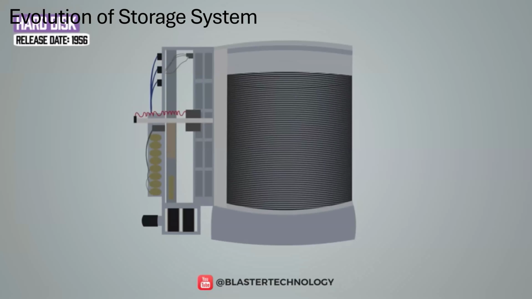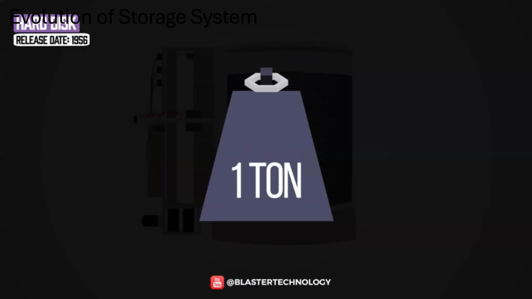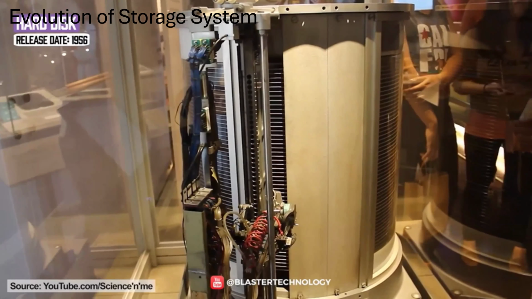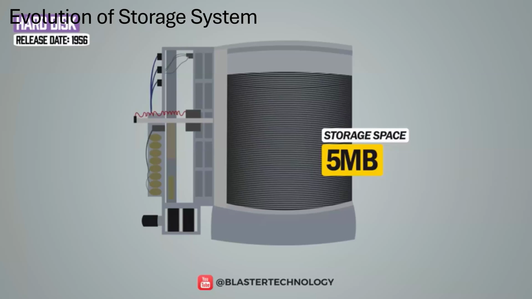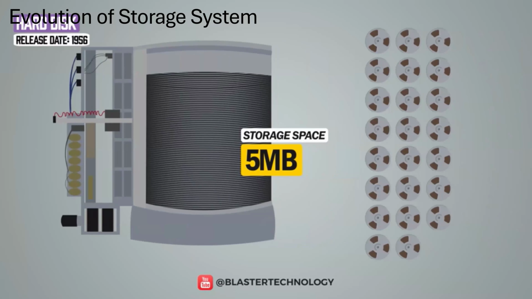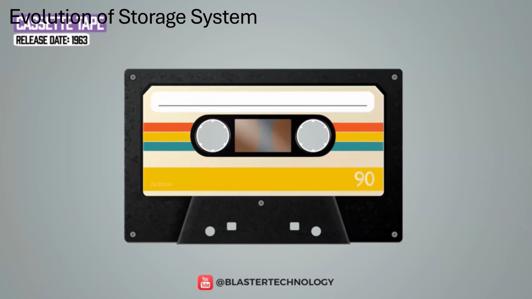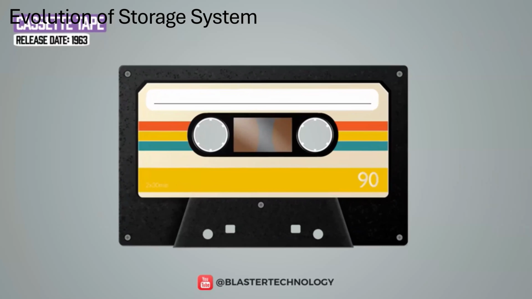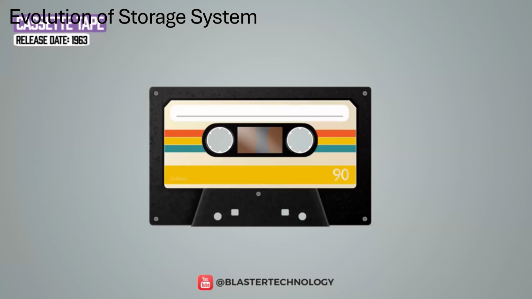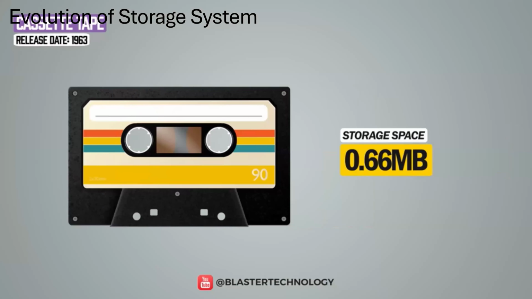In 1956, IBM invented the world's first hard drive and weighed about a ton. It had 50 24-inch disks, a rotation speed of 12,000 RPM, and could store up to 5 megabytes of data. Specifically, such a hard drive could replace 23 magnetic tapes. After that, in 1963, Philips Company released cassette tape, used mainly to store audio files. A small 90-minute tape could record approximately 0.66 megabytes of data on each side.